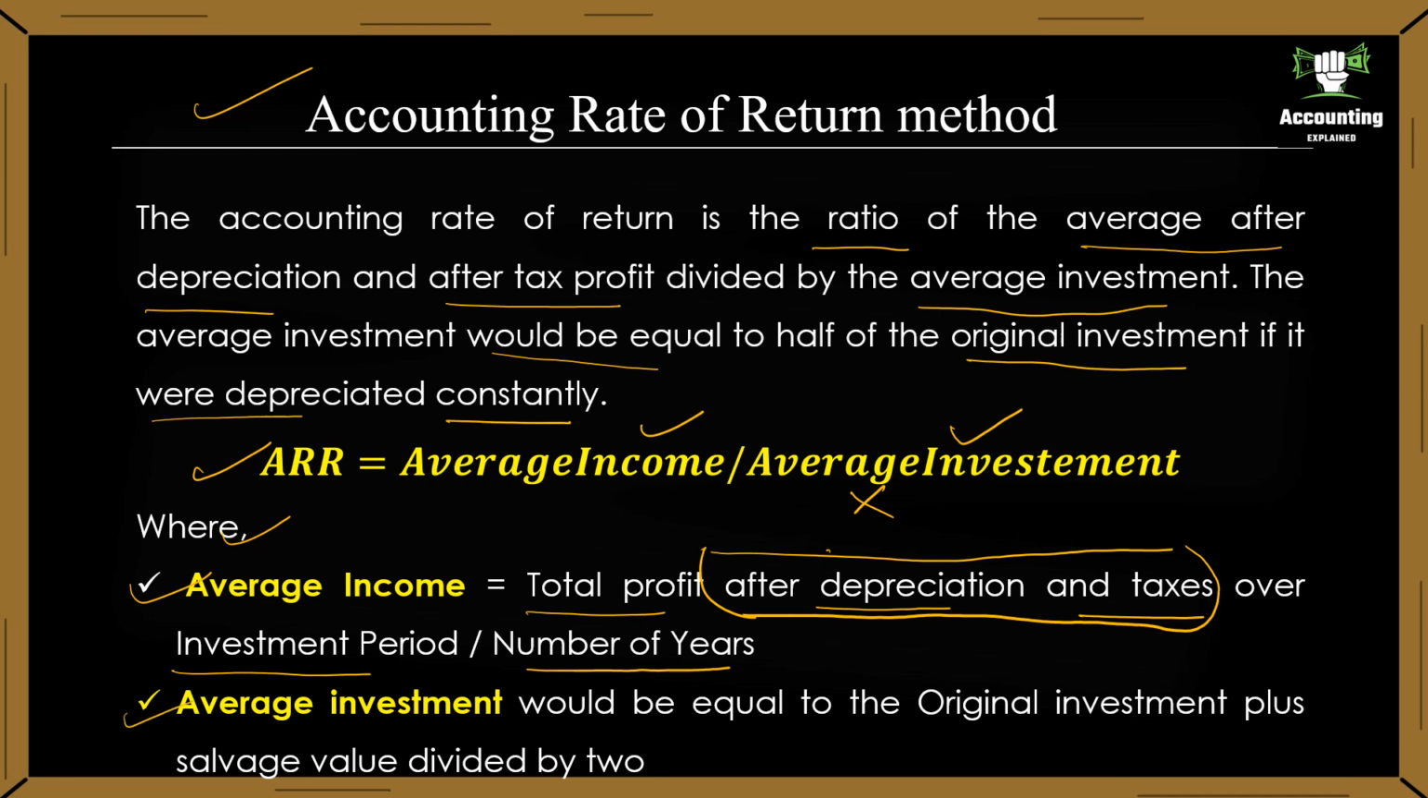Average investment would be equal to the original investment plus salvage value divided by 2. If there is any scrap value which we are going to get out of that investment, suppose a machinery you are investing in, that is a project for you, and if the machinery is going to be sold in the future at the end of the life of the machinery for some value, that has to be added back to the original investment of the machinery, and that has to be divided by 2. Total of original investment plus salvage value divided by 2 will give you average investment.